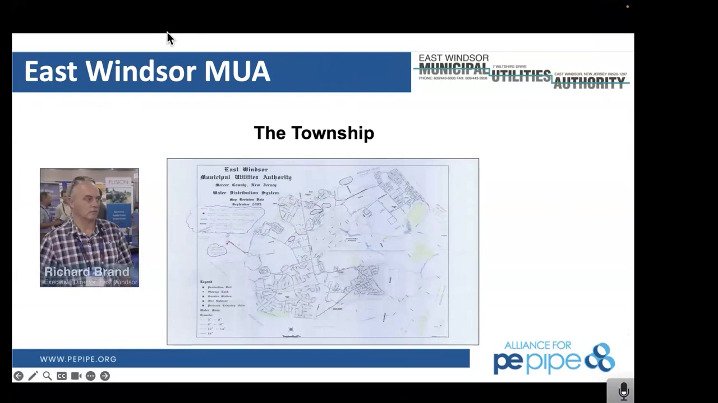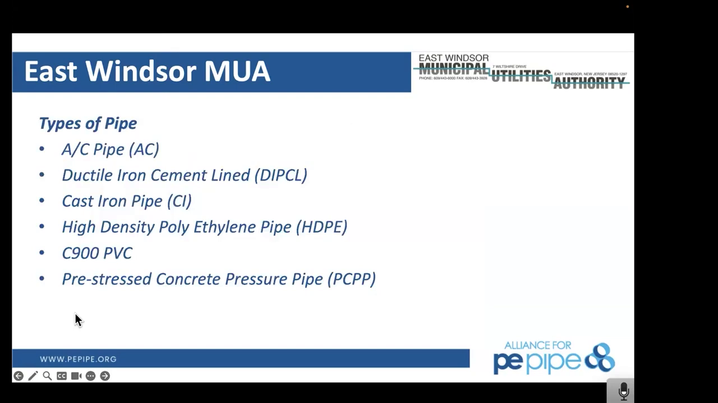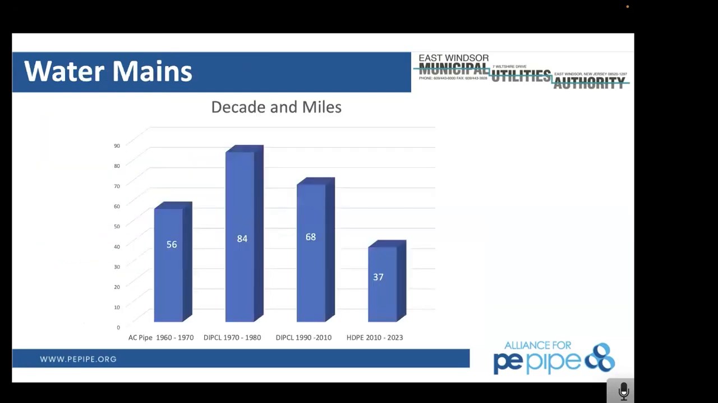Okay, here at East Windsor, we're a 25 square mile community with a population of about 30,000. We have approximately 230 miles of water main. On this picture, you see that we have AC pipe, ductile iron, cast iron, high density polyethylene, a little bit of C900, and some pre-stressed concrete pipe. So we have a little bit of a mixed bag.